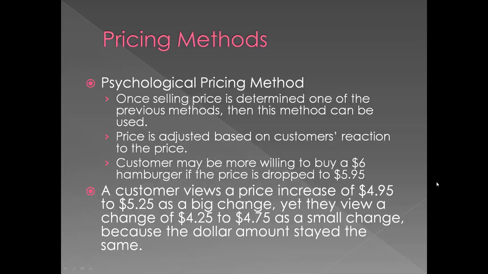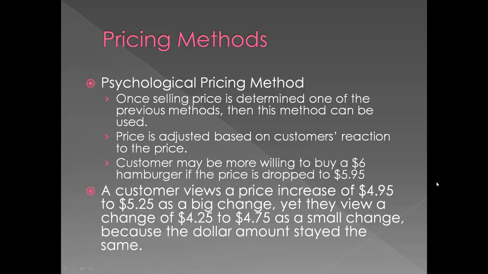Or they might increase it. If you want to sell it for $6.50, you might as well adjust it to $6.95, because people are going to think it's $7 regardless if it's 50 or 95. So a customer views a price increase of $4.95 to $5.25 as a big change. So you can do the math. That's a 30-cent price increase. They think it's huge because in their head you went from $4 to $5.